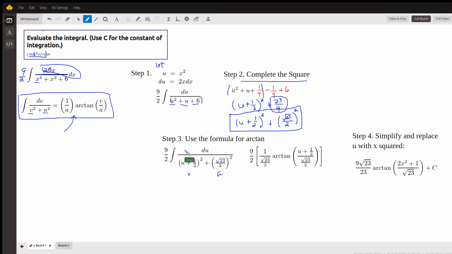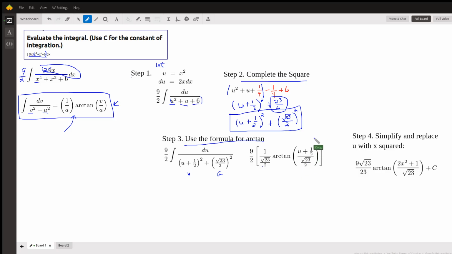And now we're going to use the formula that we mentioned over here for the antiderivative being arctangent. U plus 1/2 is like the v, and the square root of 23 over 2 is like the a in that formula. So I've got 9/2, 1 over a, 1 over the square root of 23 over 2, arctan of v over a.